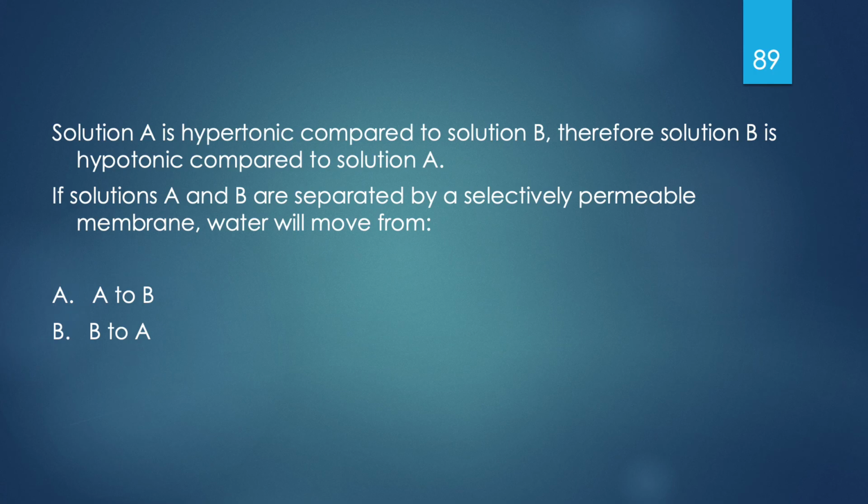So here's one where you have to think a little bit. Here's the pretext. Solution A is hypertonic compared to solution B, and therefore solution B is hypotonic, in reverse, compared to solution A. So the question is, if solutions A and B are separated by a selectively permeable membrane, water will move from, and you have options A to B or B to A.